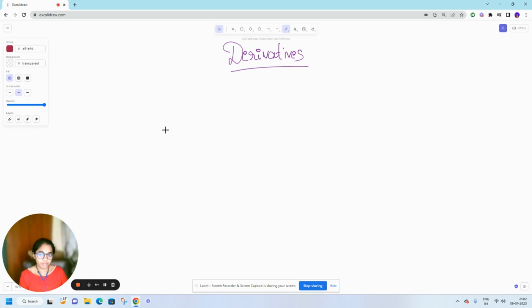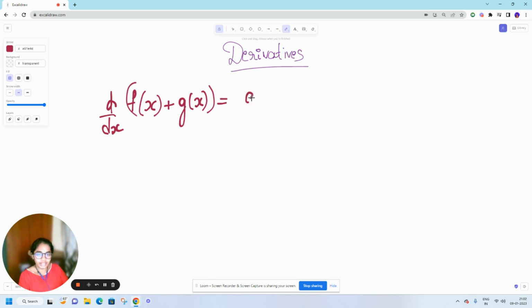I used it in the problems in the previous lecture. I told you it is sum rule, but if I have to write it in a standard way, I would write it as, say I have two functions f of x plus g of x. If I have to find the derivative of this, that is d by dx of this, I can write this as d by dx of f of x plus d by dx of g of x. This is our sum rule.